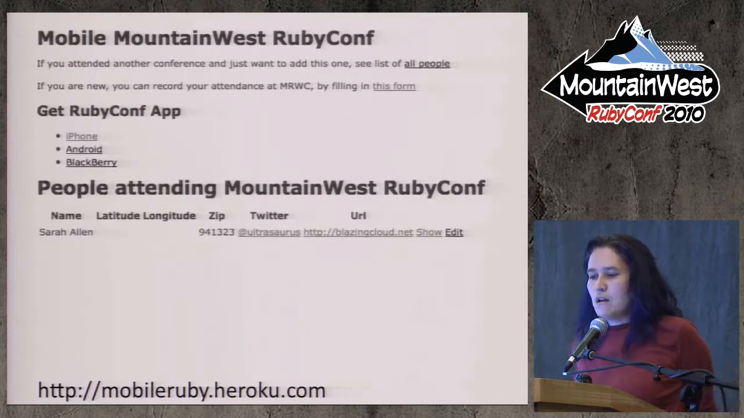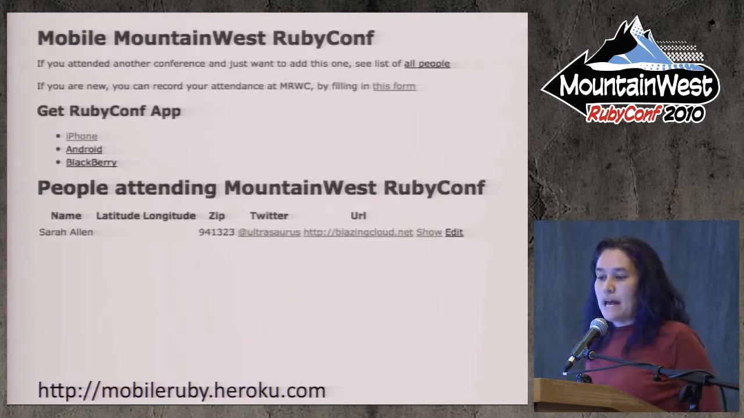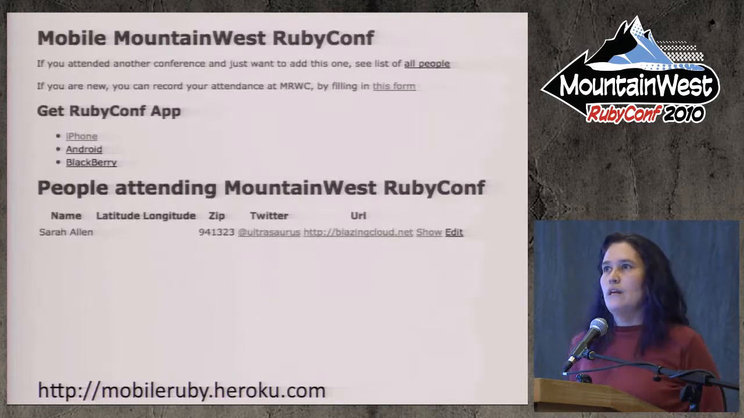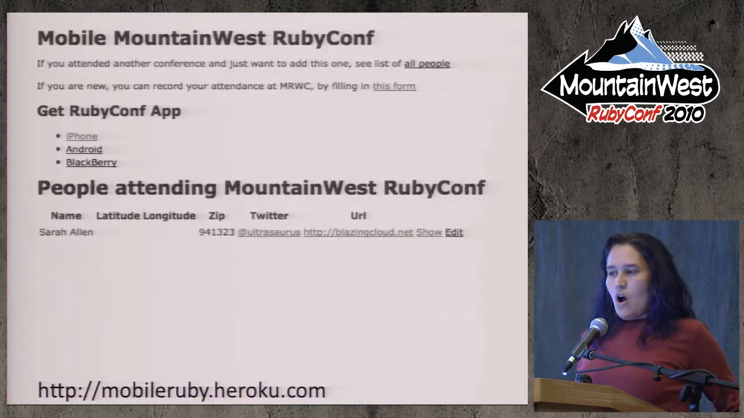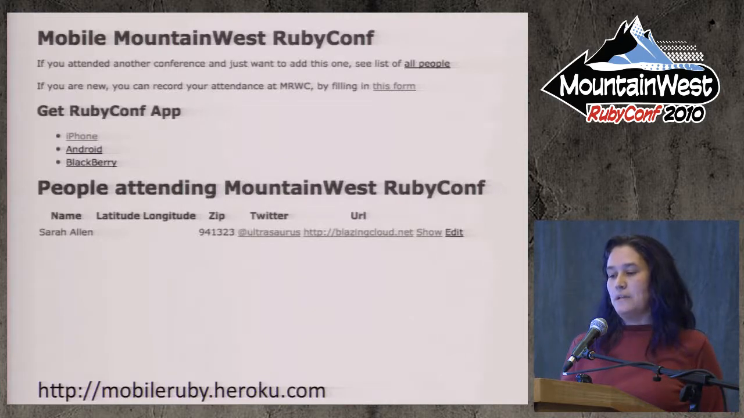Now, most of you probably know that you can only release iPhone applications on the Apple Store. Android and BlackBerry applications can be released wherever you want, over the air, on the web. So on this page, which you can get to if you go to mobileruby.heroku.com, there's a link to the Apple Store, and then there are links to the actual applications for Android and BlackBerry. And if you have those phones, you can just navigate to that link, and it will automatically install the app, which is very, very nice.